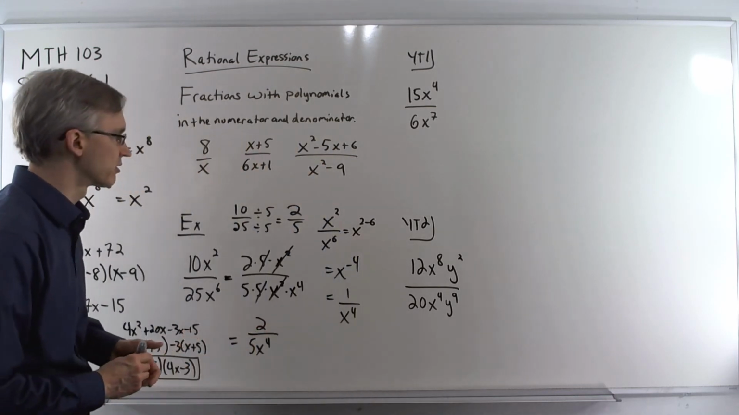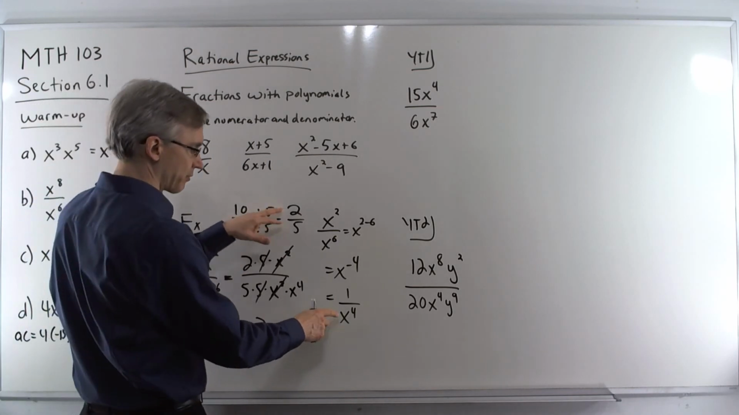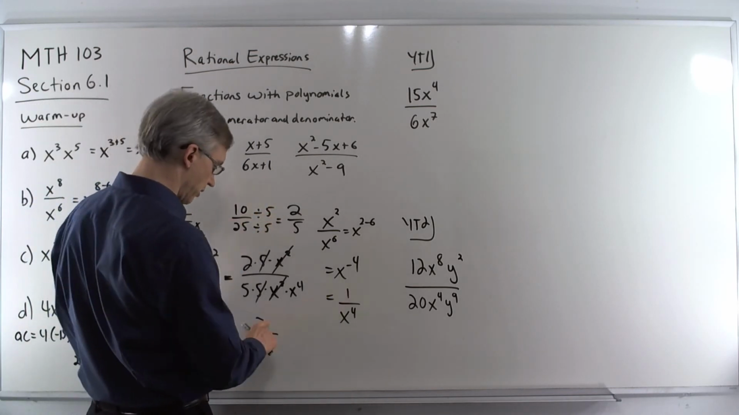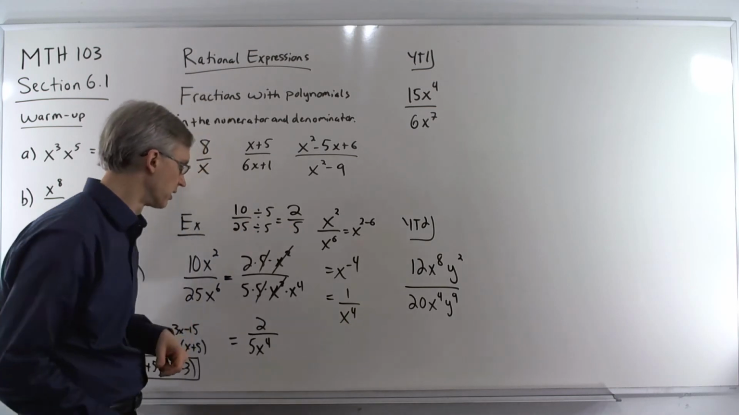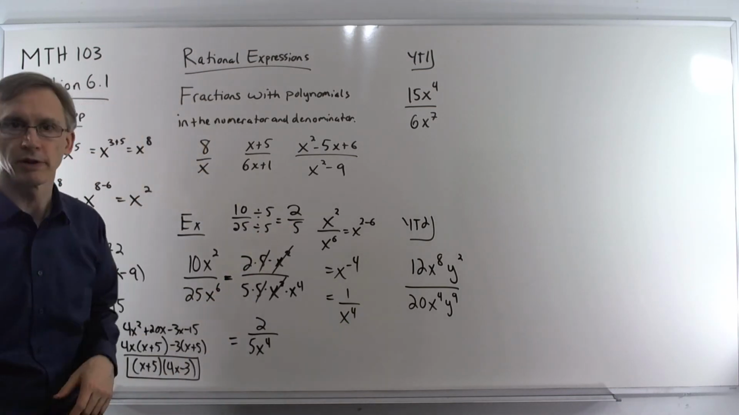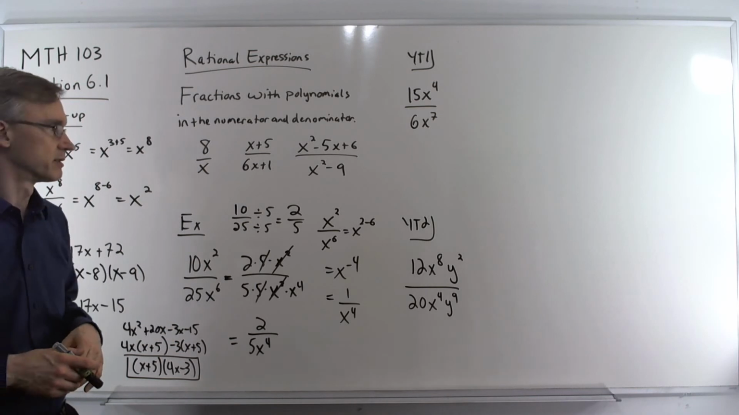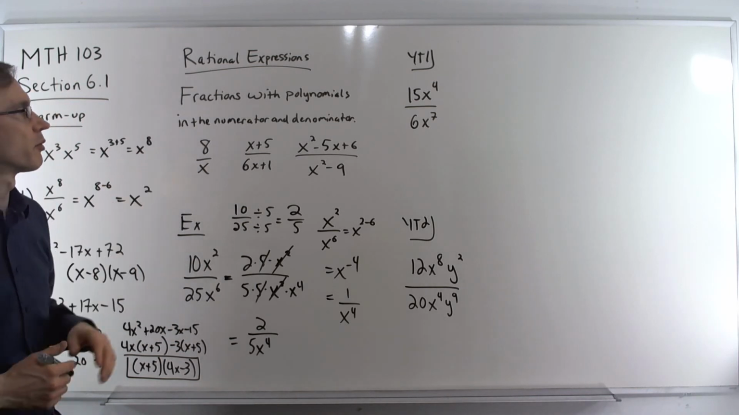And then once we have these two things, we can just combine them together. Keep the numerators with numerators, 2 times 1 here, and then 5 times x to the 4th power is the denominator. So you can do it all at once, or you can do them separately. Lots of different ways to approach these. Your turn, number 1.